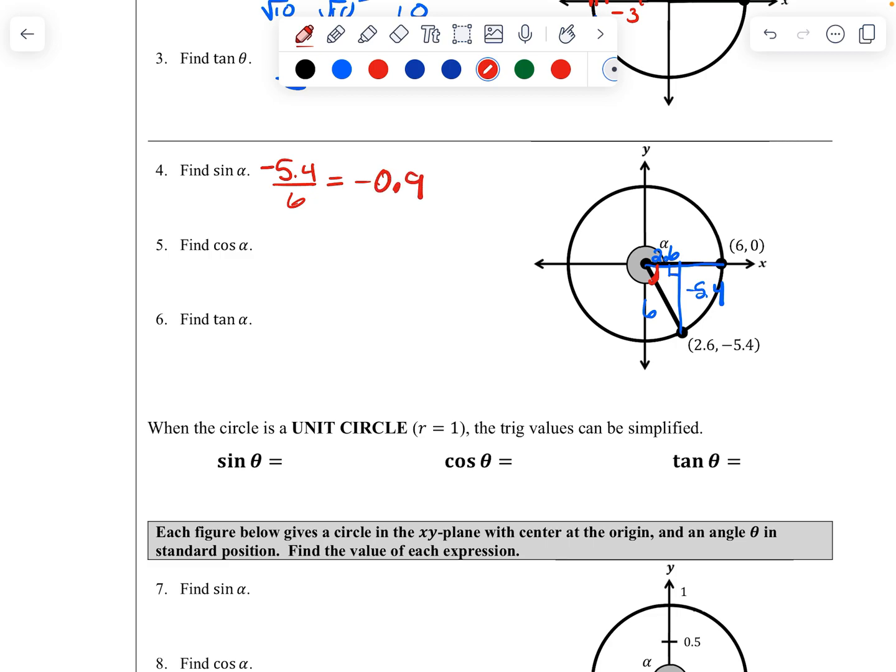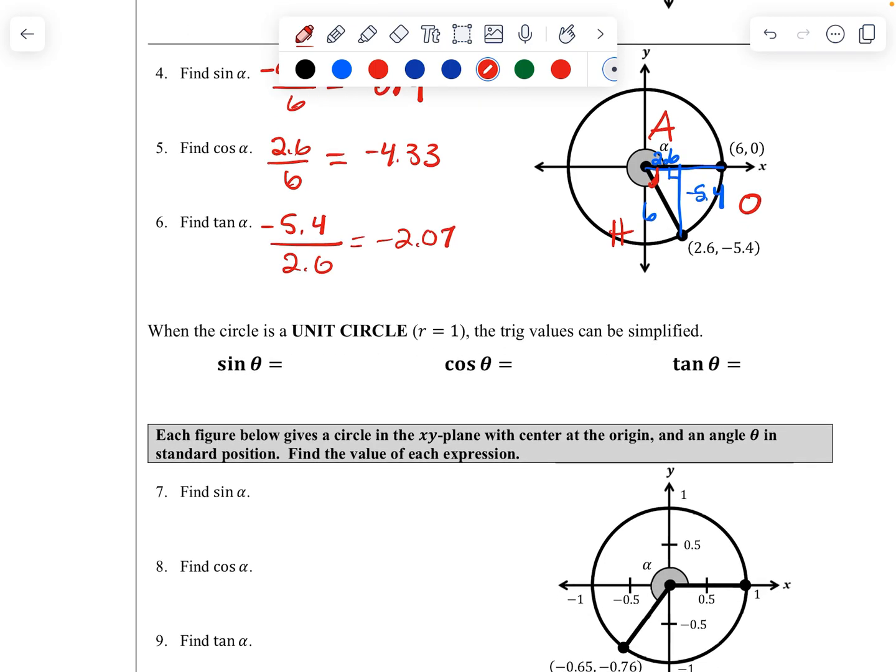Our cosine is 2.6 over 6, adjacent over hypotenuse. Because again, we have adjacent, hypotenuse, and our opposite. So this is about 0.43. And our tangent, negative 5.4 over 2.6, so about negative 2.07.